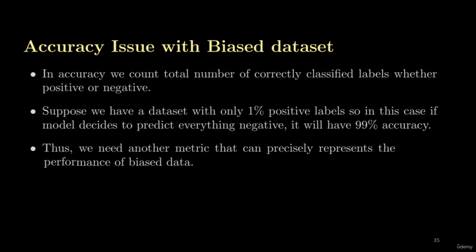In that case, we need another metric which is known as precision. The problem with accuracy comes when the data set is biased and we have approximately 99% negative labels. In that case, the model can cheat us. If the model has decided to predict everything as negative, even then its accuracy will be 99%. In that case, accuracy is not a true representative of model performance. So we need precision in that case.